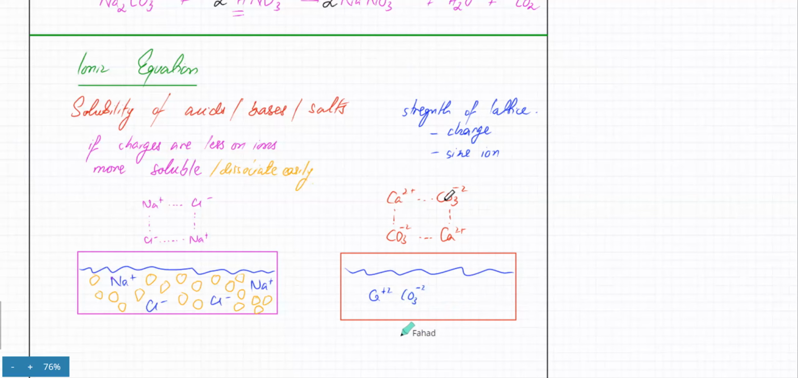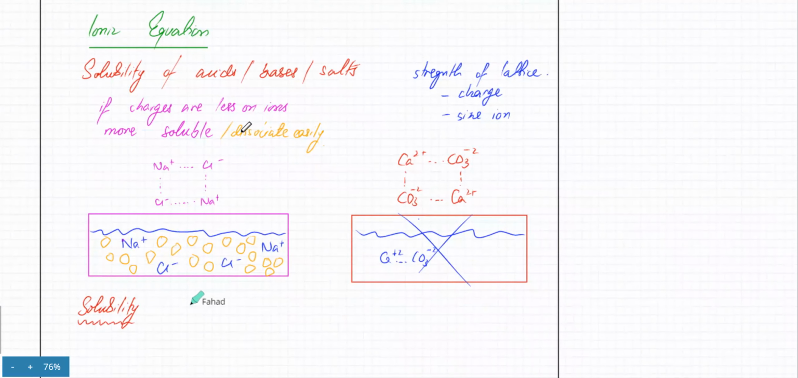It means you can stir as much as you like, as vigorously as you like, and let's imagine the lattice does dissociate, it's not going to remain dissociated. The ions would attract each other and form the crystal back again. So this is not soluble. Anyways, we're going to quickly go through the solubility table. We know the rule: if charges are less, then it's going to be more soluble.